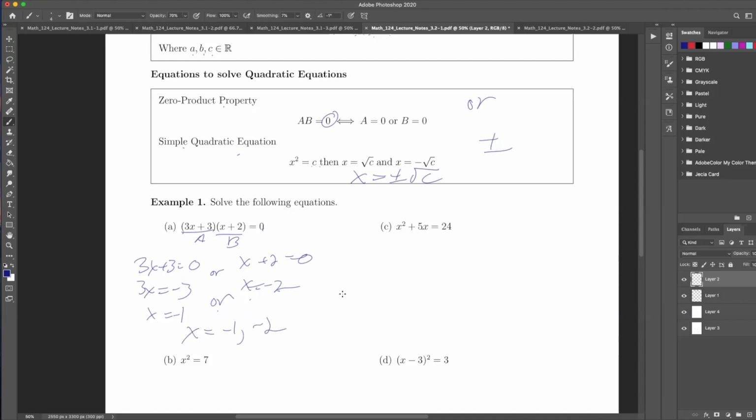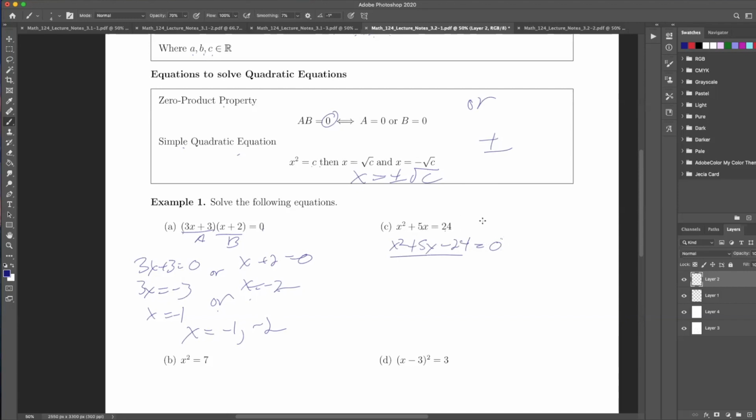All right, let's do c next. I need to move this over, so x plus 5 minus 24 equals 0. So now I have it equal to 0. But this doesn't look like a times b. It's a quadratic, so I want to factor it.